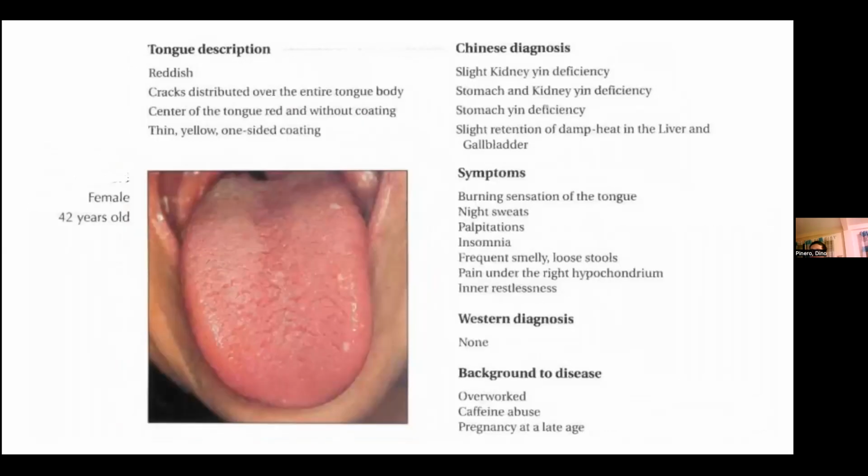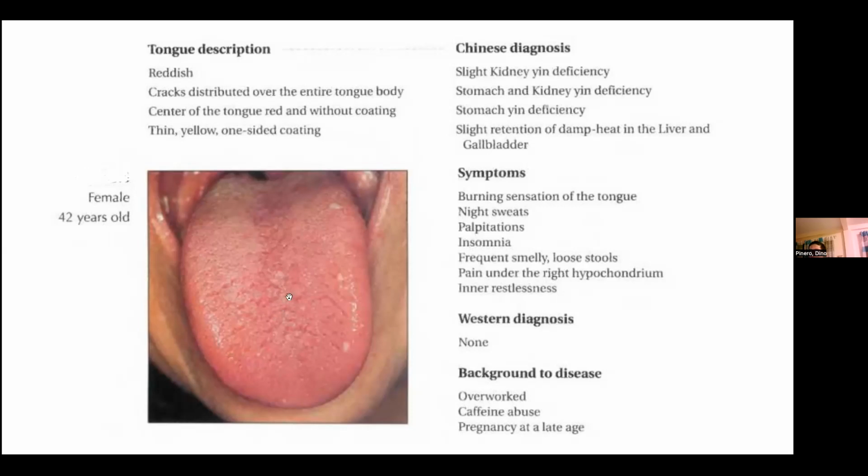Okay, next patient, we have a female, 42 years old. Ang tongue niya is reddish, which indicates that there is a slight kidney deficiency. Cracks distributed over the entire tongue body. So check natin yung picture. Marami po siyang cracks, which indicates that there is a stomach and kidney deficiency. Center of the tongue is red and without coating. Okay. Which indicates that there is a stomach deficiency.